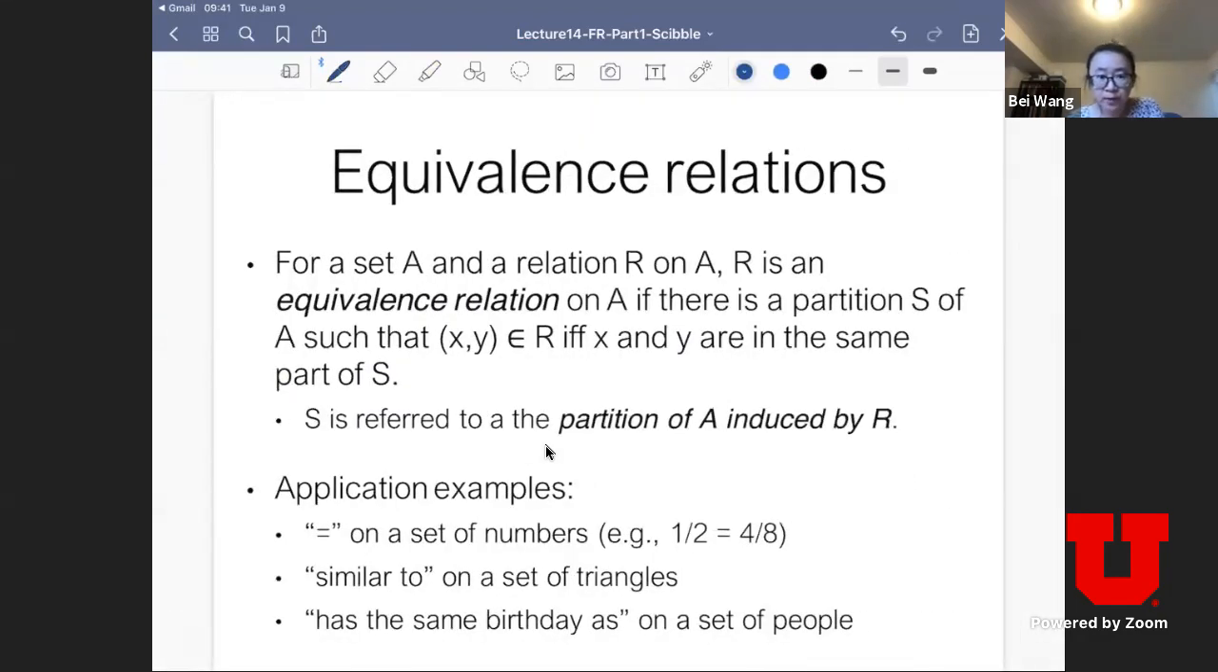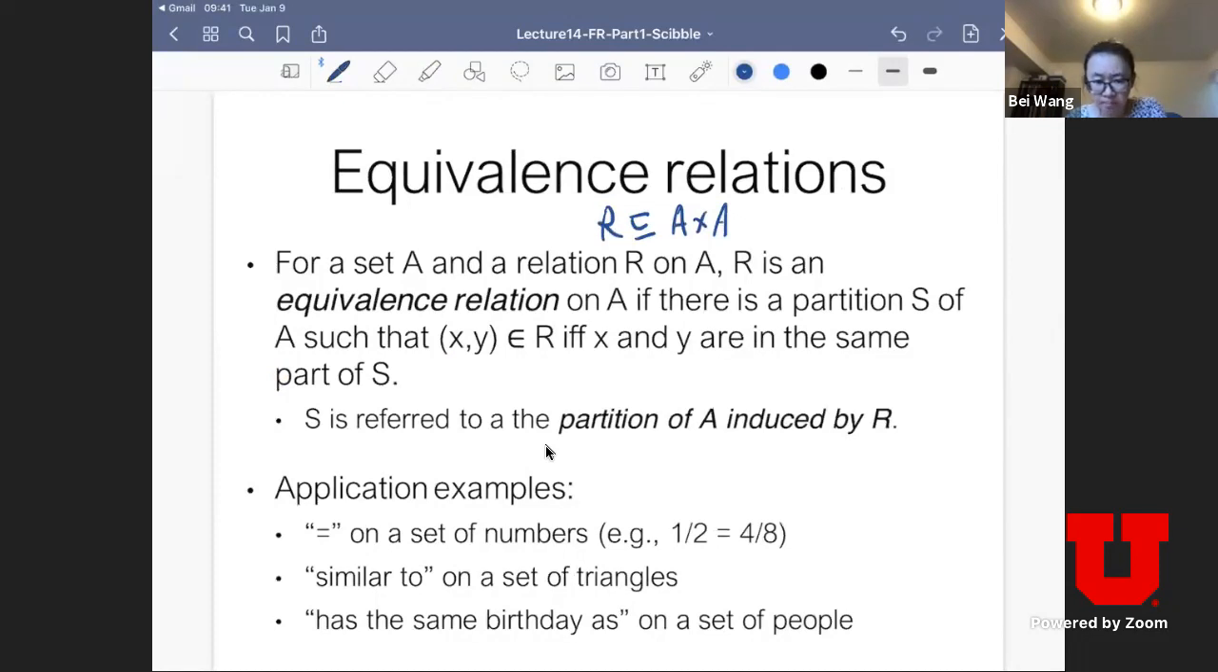Now, if we study equivalence relations: if I have a set A and a relation R on A, in this case R is a subset of A cross A. R is an equivalence relation on A if there is a partition S of A such that (X, Y) is in the relation if and only if X and Y are in the same part of S. In other words, S is referred to as the partition of A induced by the relation. This will become more clear when you see an example.